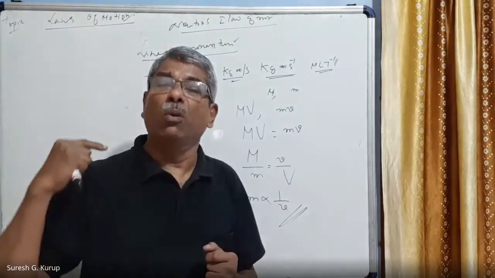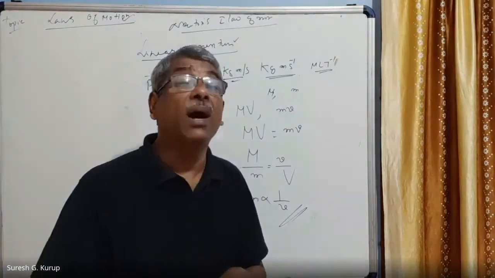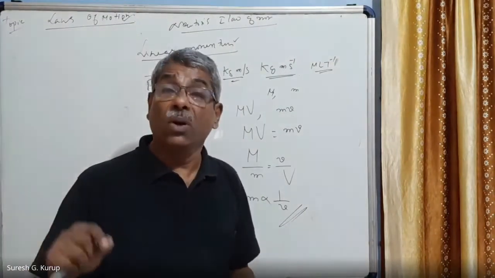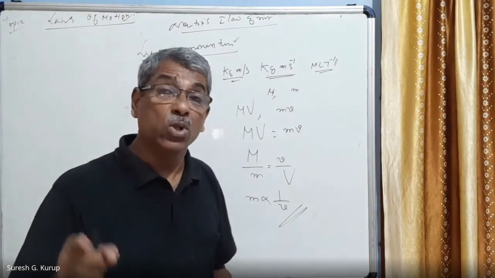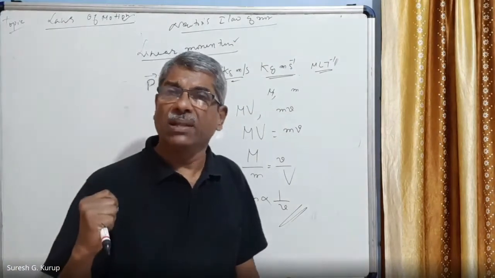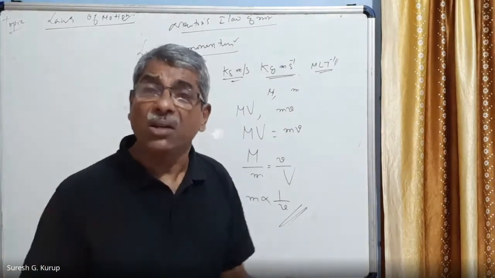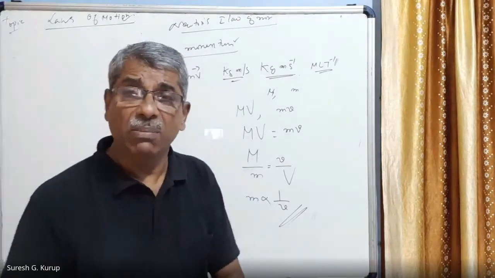So the momentum of the bullet and the momentum of the gun are both the same, but because the bullet has a very small mass, it goes with a very high velocity in the forward direction. At that time, the gun of large mass will move with a small velocity in the backward direction. This is the best example of this, right?